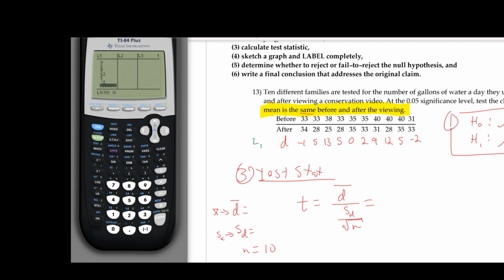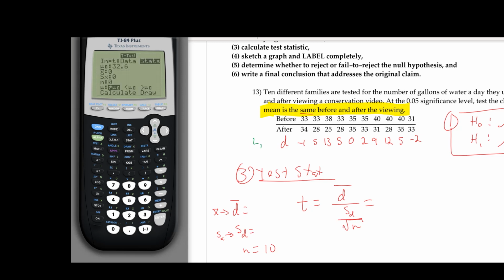Now that your data is all in there, always make it a habit to check your inputs. My inputs look like they're good. So I'm going to go ahead and back out of this by pressing second quit. I'm going to go to Stat, go to Test, and this is just a simple t-test.